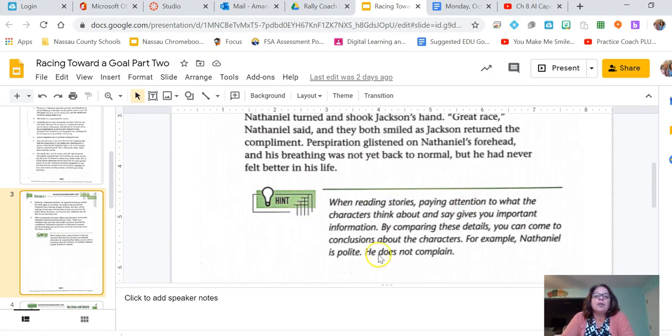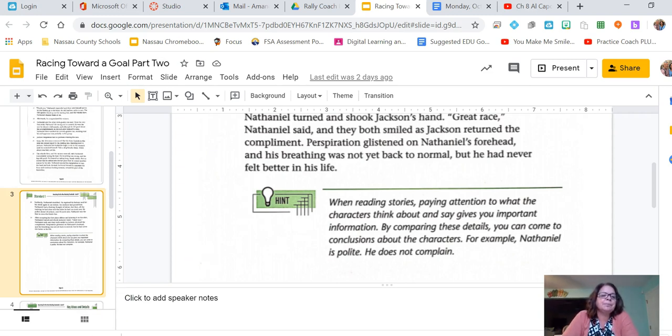So there's a hint for you: when you read stories, pay attention to what the characters think and what they say. This gives you important information to help you answer questions. So by comparing these details, you can come to conclusions about characters. For example, if we look at how Nathaniel acted after the race, it shows that Nathaniel's polite and he doesn't complain.